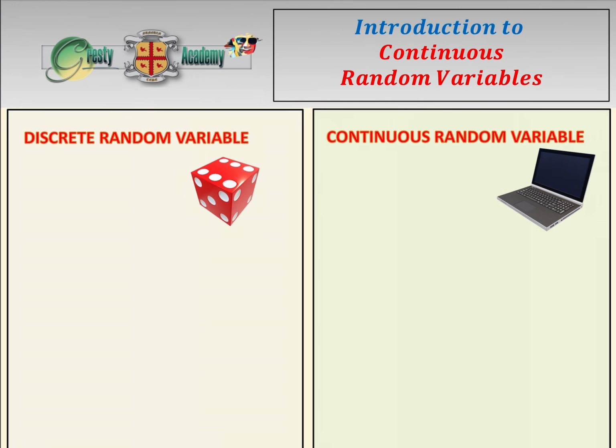This is the first video, Introduction to Continuous Random Variables, and we're going to start right at the beginning by describing what continuous random variables are by comparing them and contrasting them with their cousin, the discrete random variable.